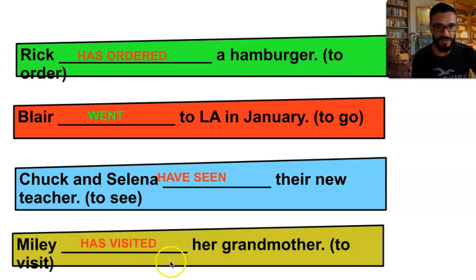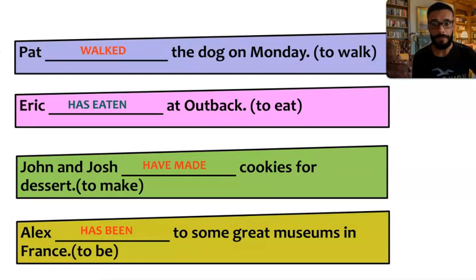Miley has visited her grandmother. The verb to visit becomes visited, right? Ed at the end. This is also present perfect, has visited. Pat walked the dog on Monday. Past simple. Eric has eaten an Outback. Present perfect. John and Josh have made cookies for dessert. Present perfect. Alex has been at some great museums in France. Present perfect.